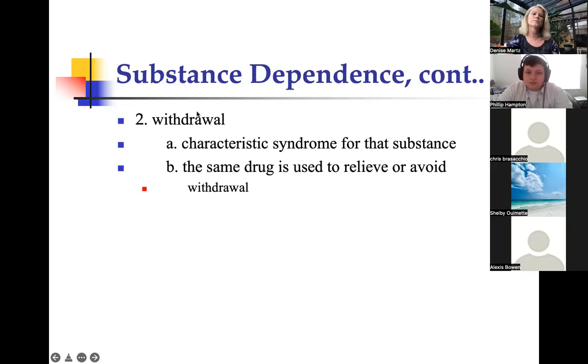Last symptom in substance dependence is withdrawal. And again, it's that characteristic syndrome for that substance. And then a lot of times in the whole kind of loop, individuals end up using the same drug to relieve withdrawal symptoms and not have to go through that. And that's how people kind of get trapped in using over and over again.